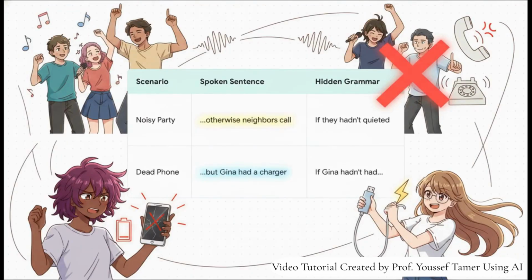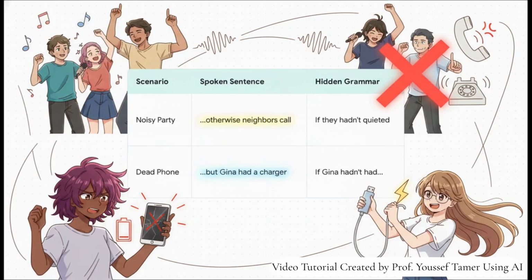All right, let's look at solving real-world scenarios. So we've studied our 3 main clues. Now, let's rapid-fire match up a couple of everyday scenarios with their spoken sentences and unmask the grammar rules behind them. First row up, the noisy party. The spoken sentence is, the guests quieted down, otherwise the neighbors would have called the police. Our clue word, otherwise. The hidden grammar, if they hadn't quieted down.